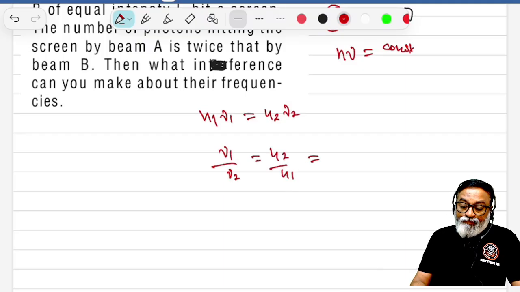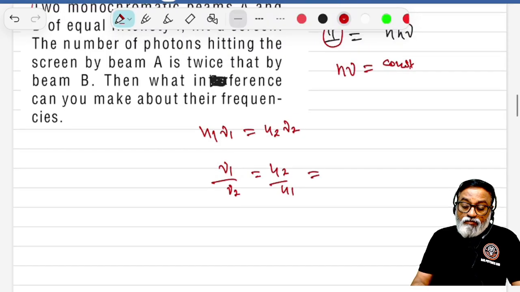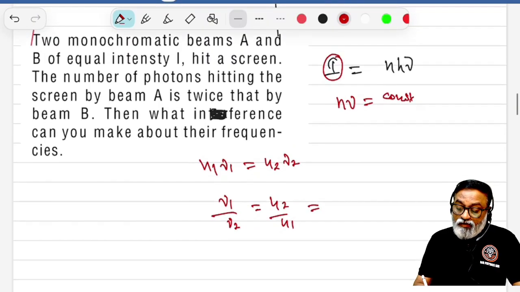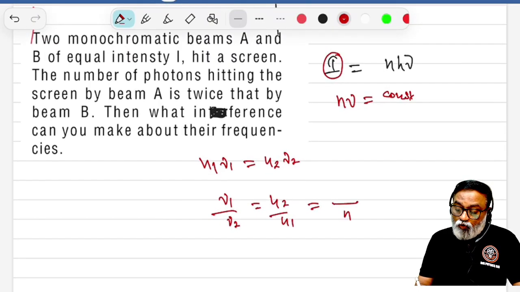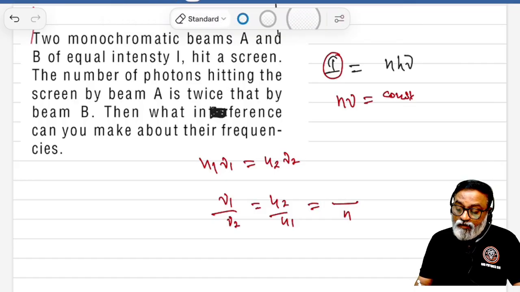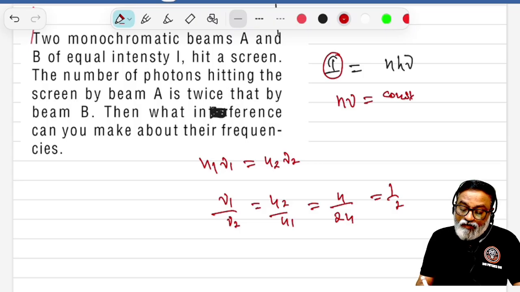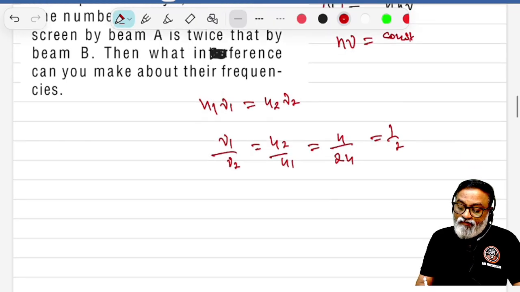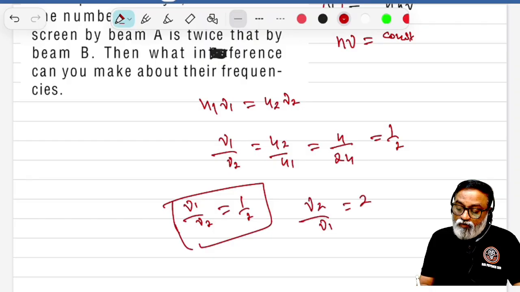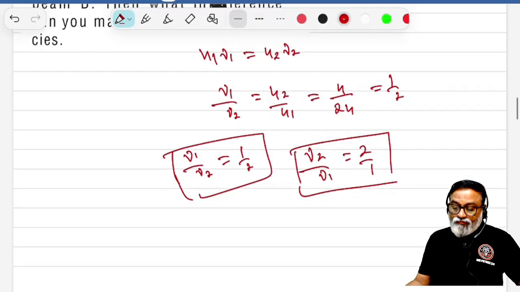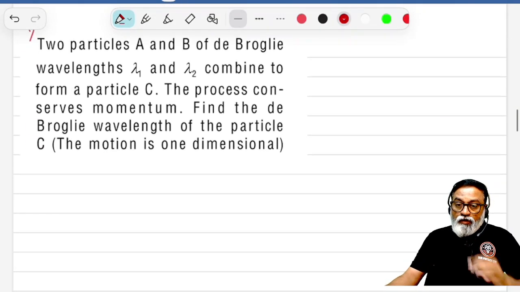The number of photons hitting the screen by A is N1, that is 2 times that of B. Therefore N2 I am taking as N, and N1 is 2N. This becomes 1 by 2. Therefore nu1 by nu2 is equal to 1 by 2, or their frequency ratio nu2 by nu1 is equal to 2 by 1. So depending on the option, we have to decide the answer. Next one.